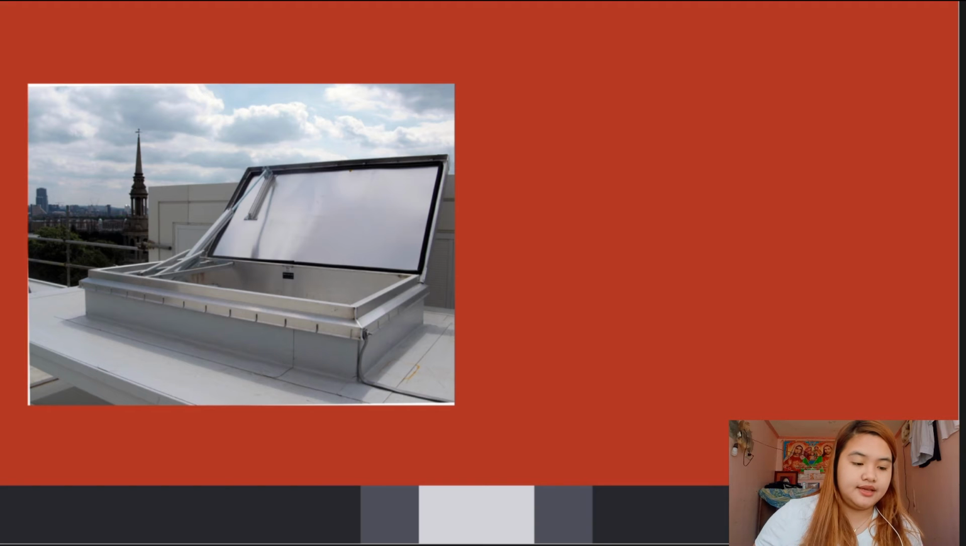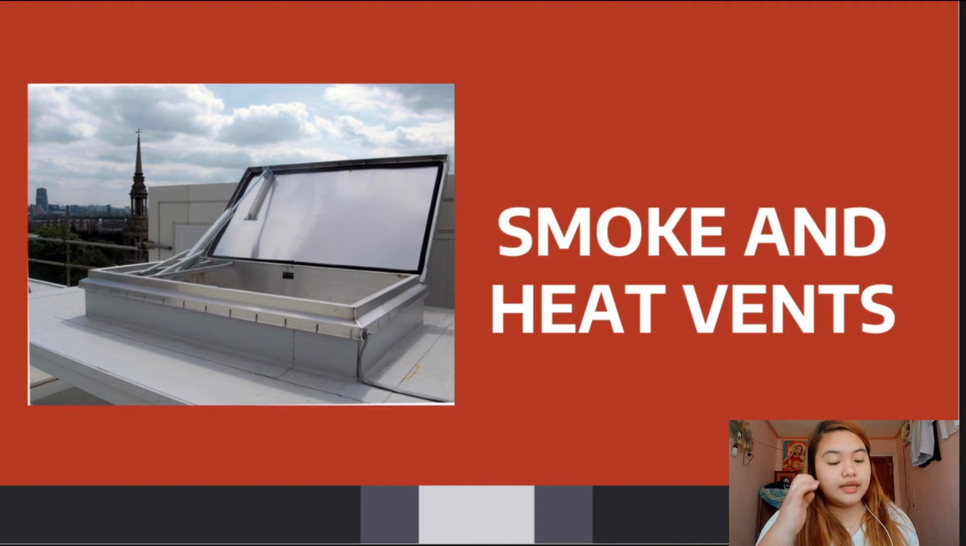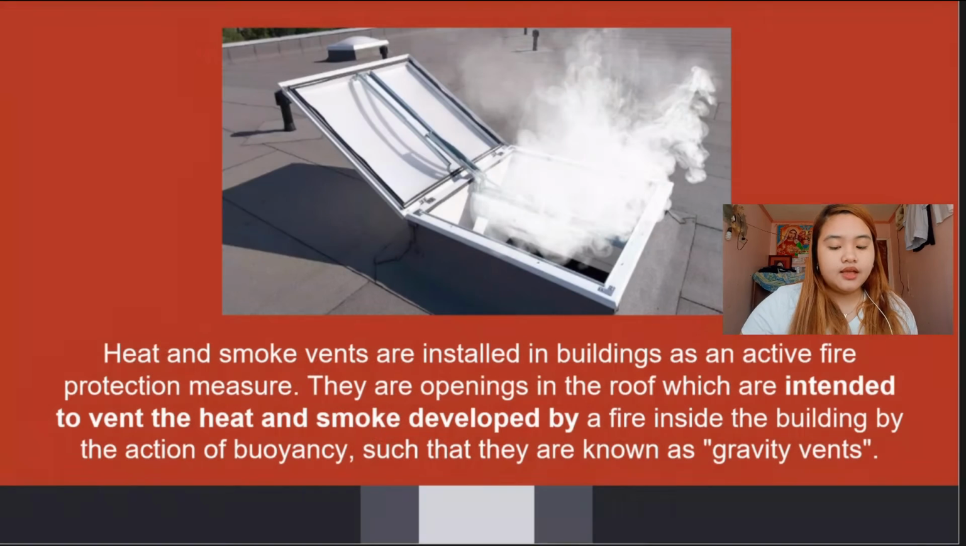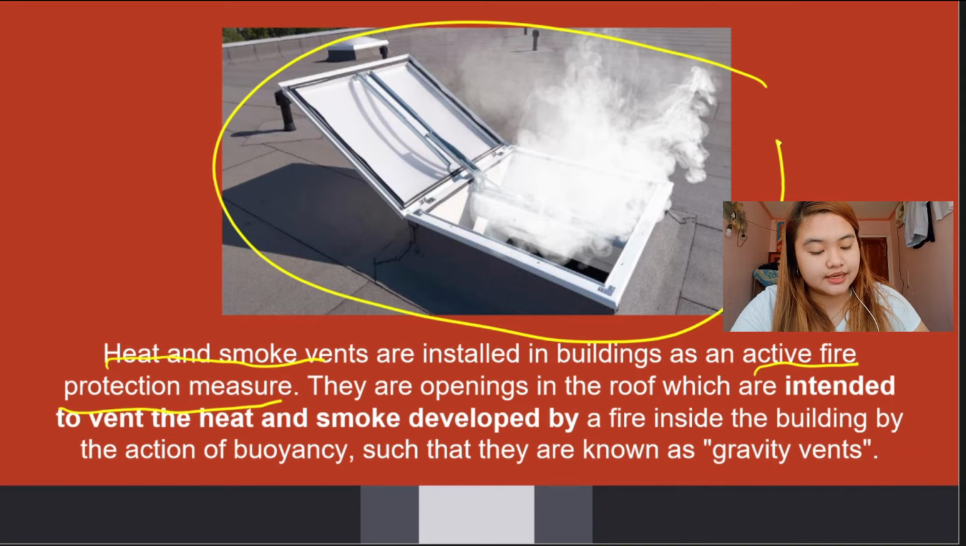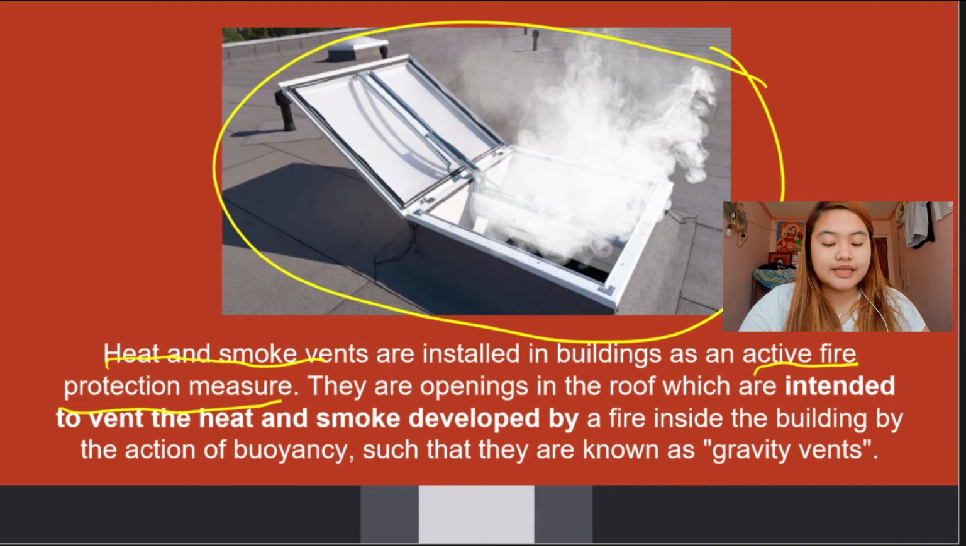So the next topic is all about smoke and heat vents, because if there is smoke, there will also be a ventilator, an outlet for the smoke so that the smoke does not get trapped in the building. These heat and smoke vents are installed in the building as an active fire protection measure. These openings in the roof, this one is an example, are intended to vent the heat and smoke developed by a fire inside the building. These are also known as gravity vents.